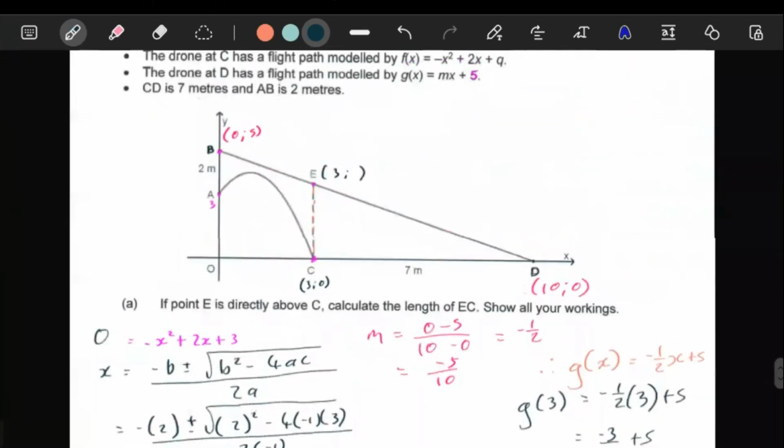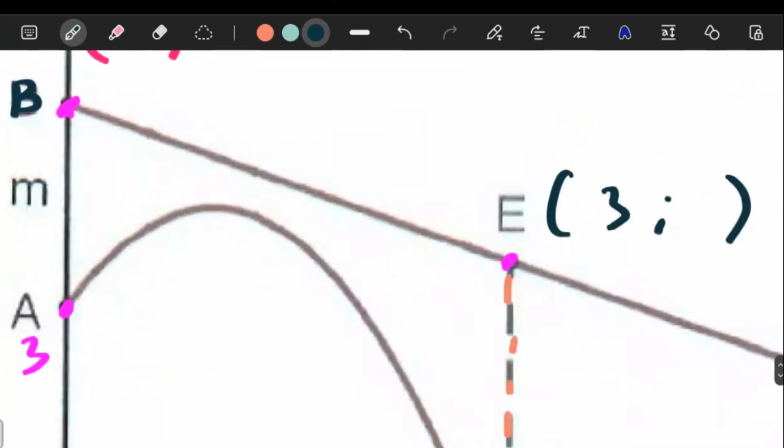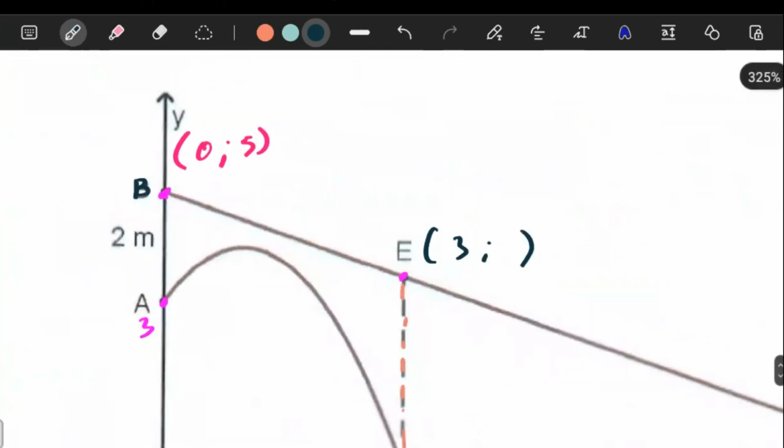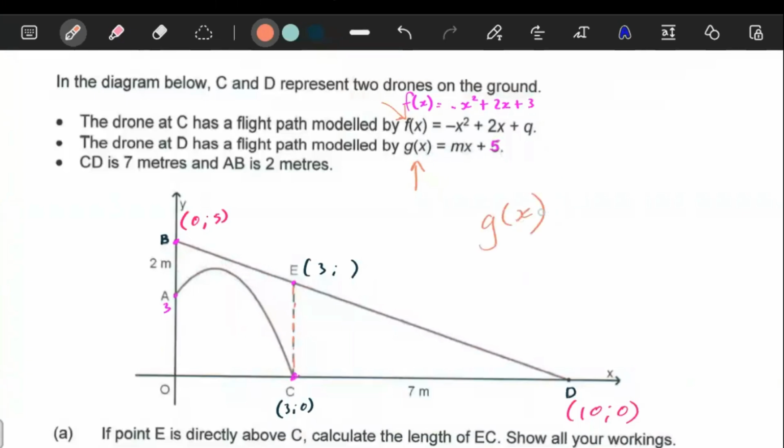the shortest distance between our flight path and our parabola, we don't know where it is, but we can easily find it. The way we're going to find it is we just compare the y values of our graph of G with the y values of our graph of F. The distance here will always just be y values of G minus y values of F. That's the distance they're talking about.